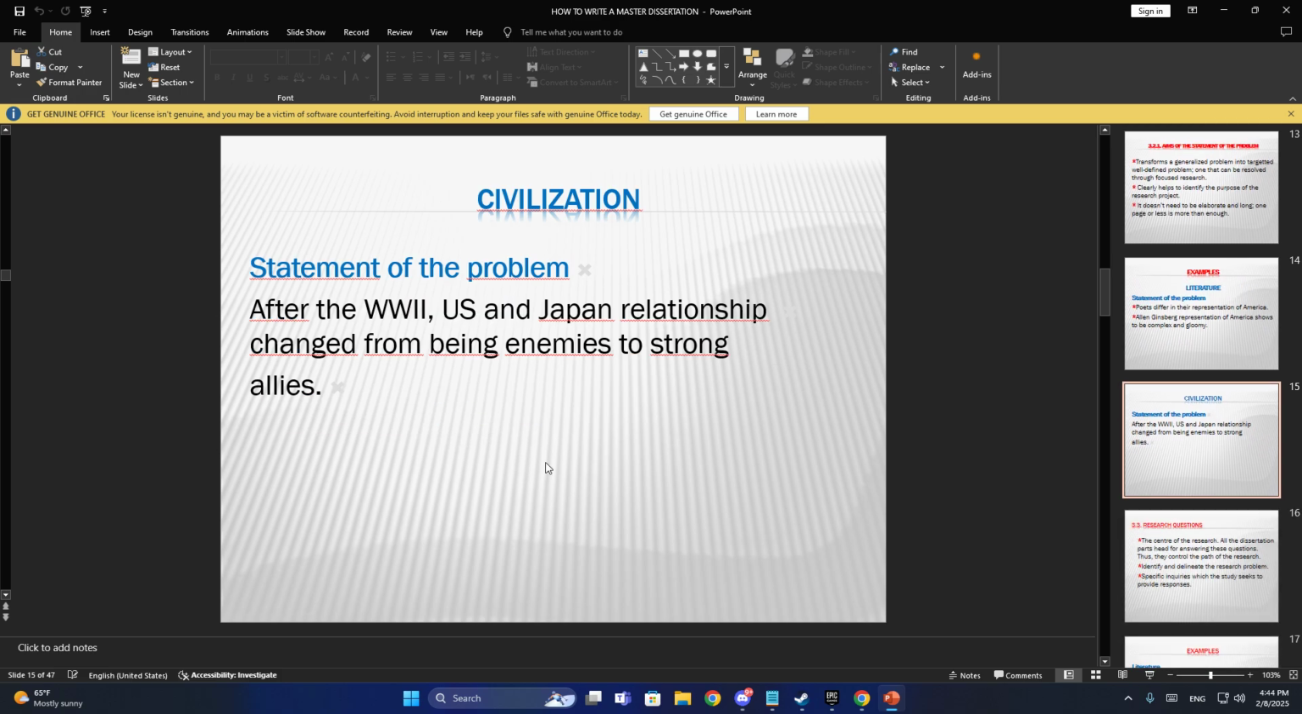Now, if we take the dissertation in civilization, what is the problem that I am going to elaborate in my dissertation? We say, for example, I'm going to talk about how, after the Second World War, the United States and Japan relationship changed from being enemies to strong allies. This is the problem that I would like to focus on. It means the good or peaceful relationship between the United States and Japan after the war. Of course, I'm going to see why, the reasons and its manifestations and its impact on both sides and on the world scene in general.